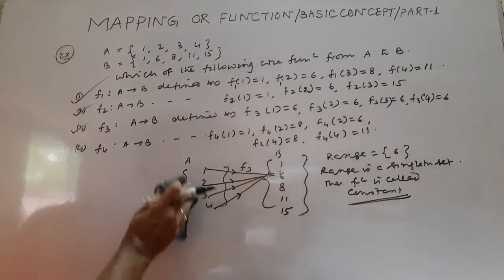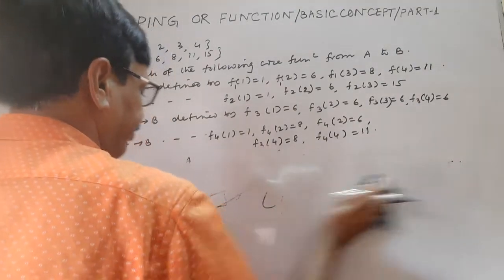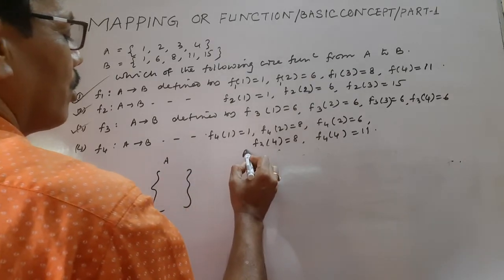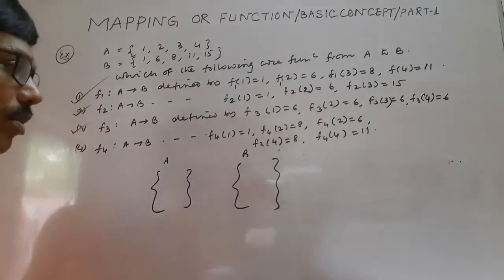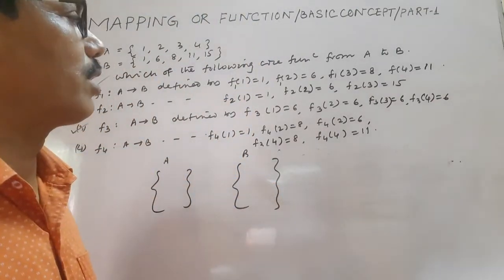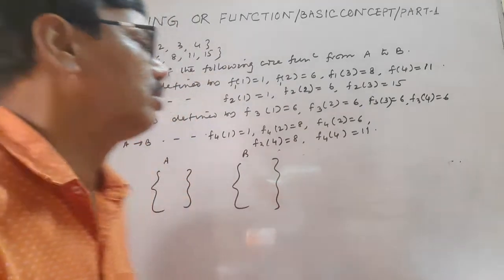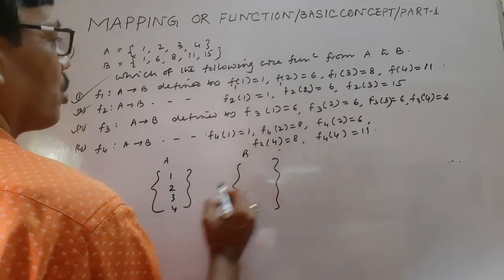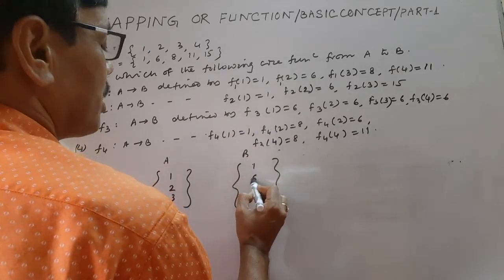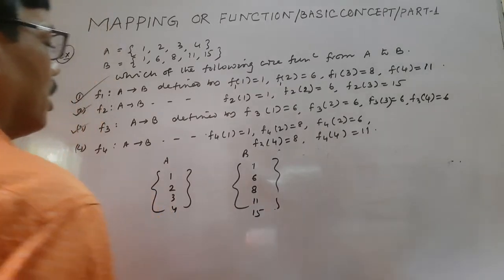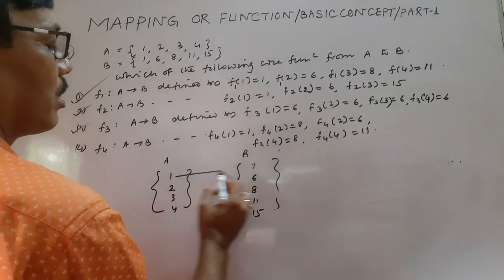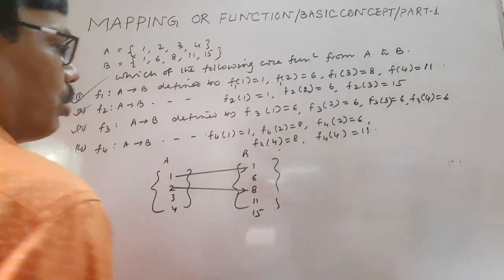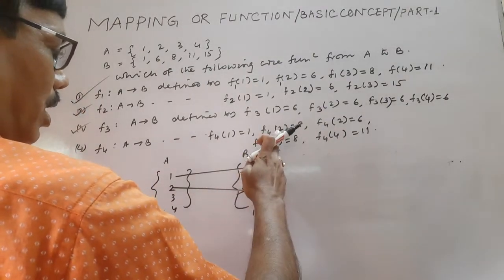Now, problem number 4. The concepts of class 9, 10 are also sufficient for function. Look, A is 1, 2, 3, 4. So what is B? 1, 6, 8, 11, 15. Now, F4(1) equals 1. F4(2) equals 8.